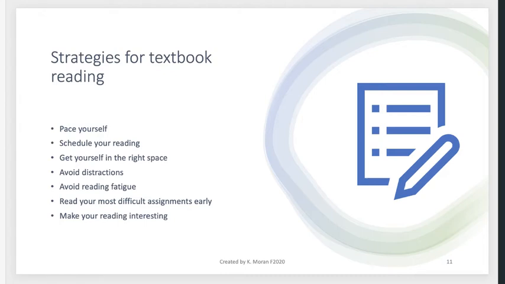Also, you can make your reading more interesting. Ask yourself how what you're reading can be applied to your own life. So for example, what we're talking about right now, how can you use these strategies in all of your classes to make reading less challenging?